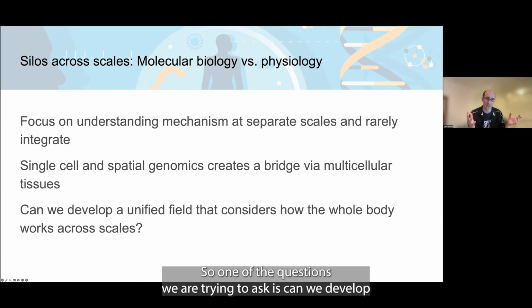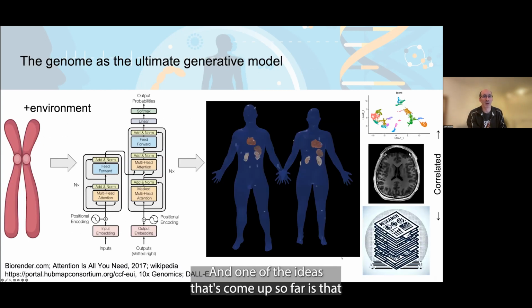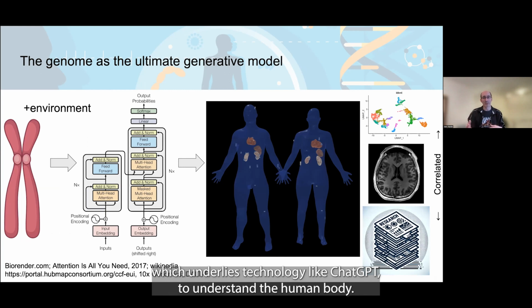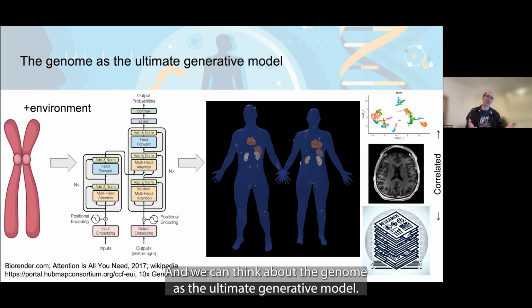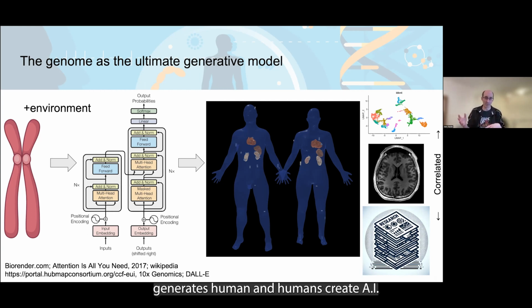So one of the questions we were trying to ask is, can we develop a unified field that considers how the whole body works across scales? And one of the ideas that's come up so far is that maybe we can think about using generative AI, which underlies technology like ChatGPT, to understand the human body. And we can think about the genome as the ultimate generative model. The joke is that it's the ultimate model because the genome generates humans and humans create AI.